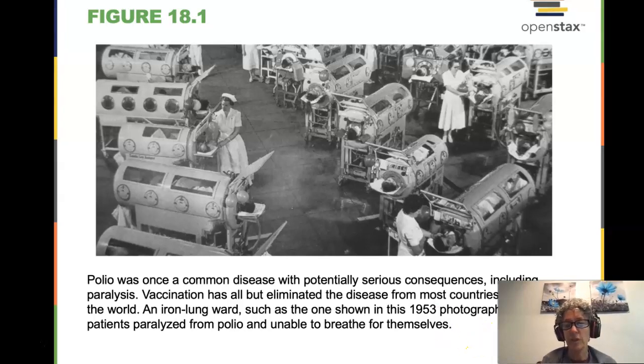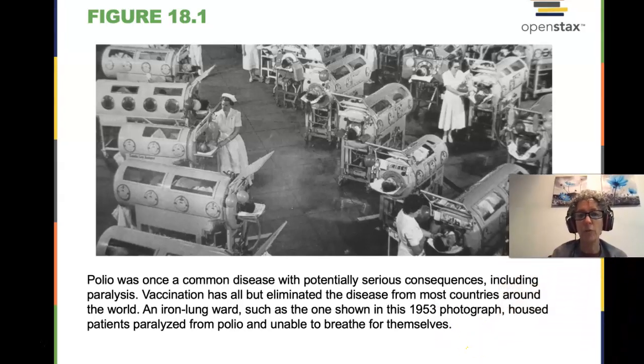This slide shows us a polio ward where individuals are in iron lungs to breathe for them because polio causes paralysis. It was an extremely common disease worldwide, including the United States, until a vaccine became available. And this image is from 1953, so not that long ago in the concept of modern medicine.